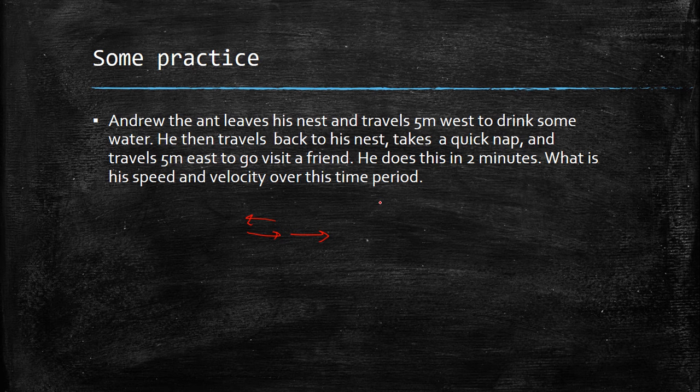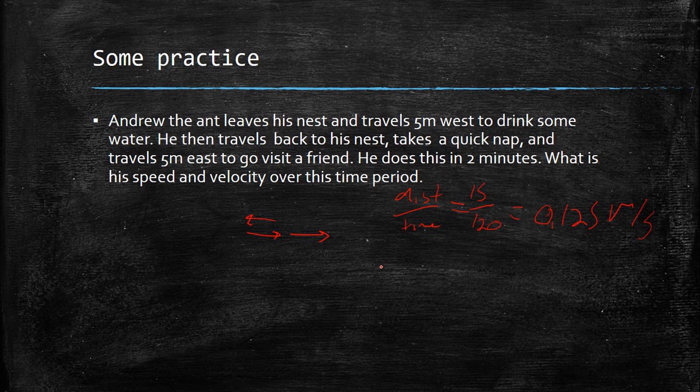Alright, let's start with the speed. Speed is distance over time, which in this case is 5 plus 5 plus 5, which is 15, over 2 minutes. Remember, we've got to keep it in SI units, so that's seconds. 60 seconds in 1 minute, so 2 minutes is 2 times 60, which is 120. 15 over 120, if you plug it into your calculator, gives you 0.125 meters per second. So that would be Andrew's speed.